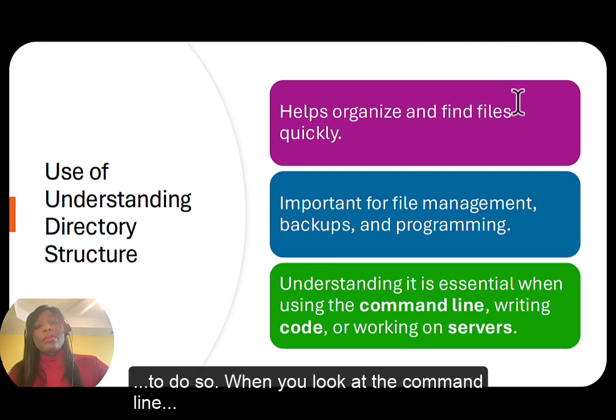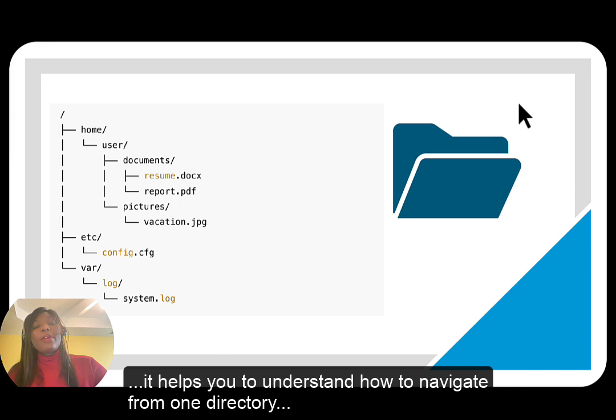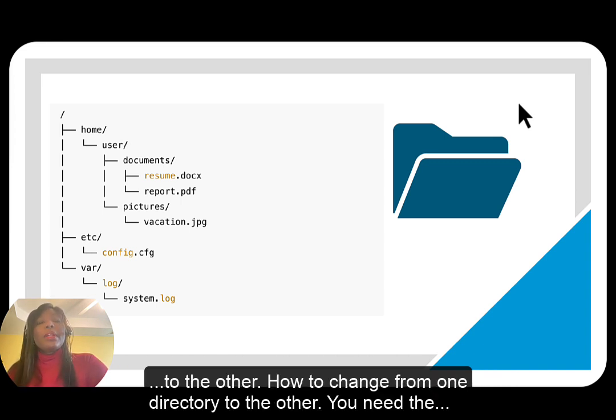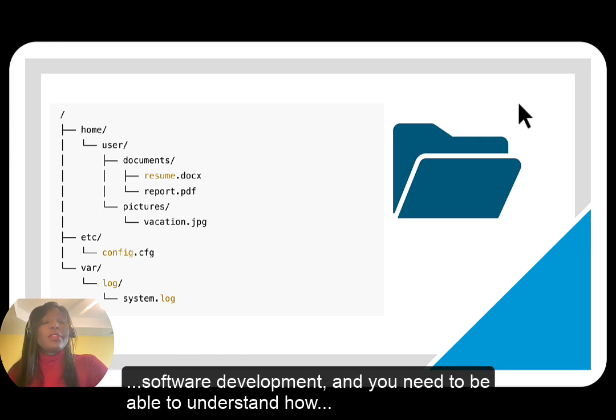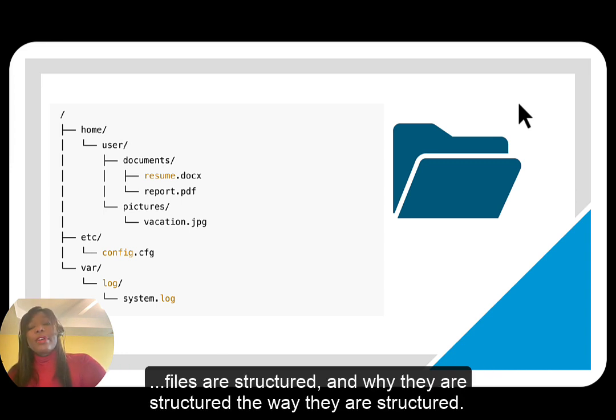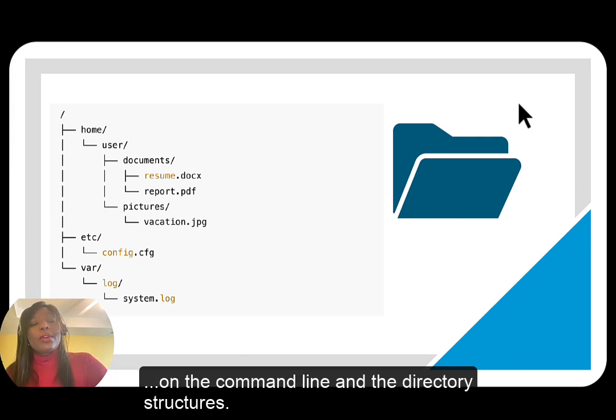Alright, so when you look at the command line, it helps you to understand how to navigate from one directory to the other, how to change from one directory to the other. You need this skill as one of the basic skills you need to understand before you delve into software development, and you need to be able to understand how files are structured and why they are structured the way they are structured. So now we're going to change our screen and we're going to do some demos on command line and the directory structure.